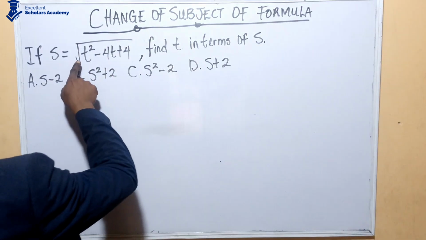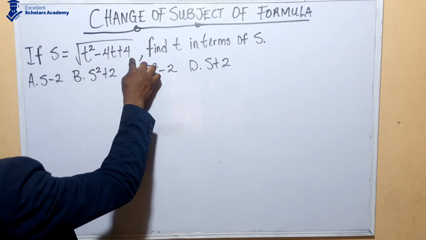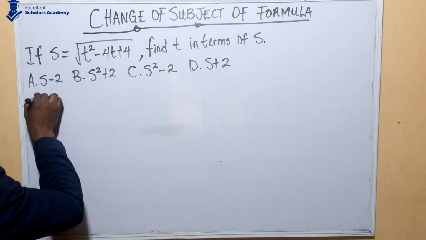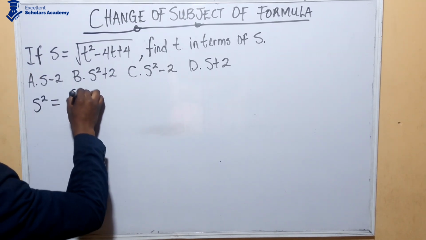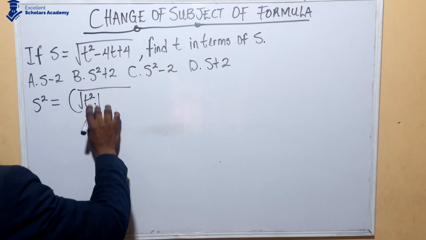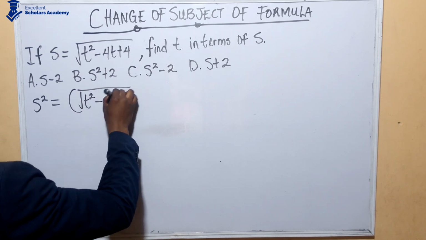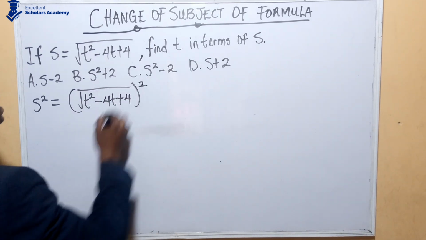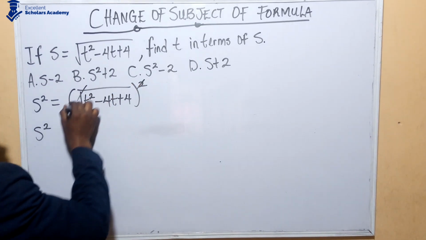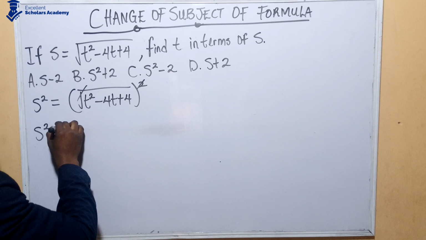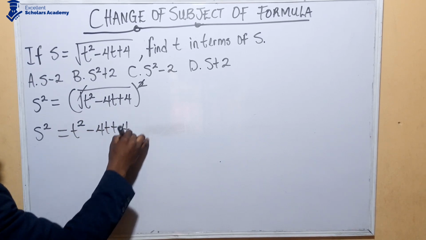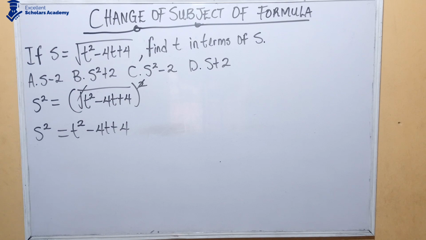Now you can see that this square root is covering your t terms. So you have to take the square of both sides. So taking the square of both sides becomes s squared is equal to square root of t squared minus 4t plus 4, all squared. Now, this is going to be s squared is equal to, the square cancels the square root. You have what? t squared minus 4t plus 4.